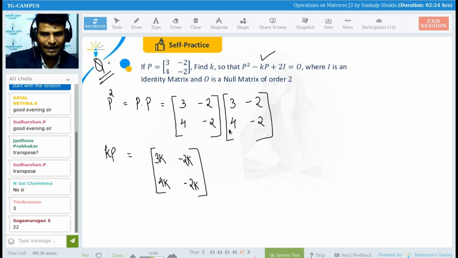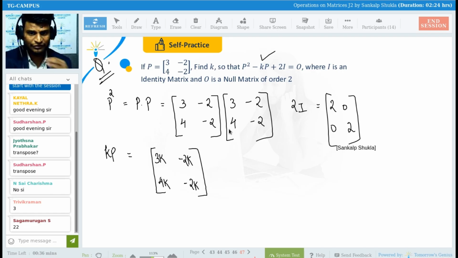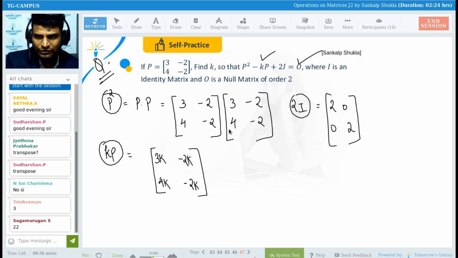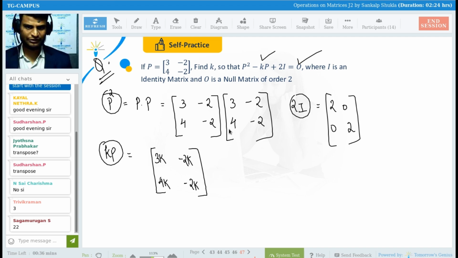This is your KP. And what will be the value of 2I? See, I we know that it is 1 0 1 0, so it will be 2, 2, 0 and 0. Now according to this question, all the three terms will add up to 0. So you have to do this on your own. I just have assisted you in this question. So let me know the final answer quickly.